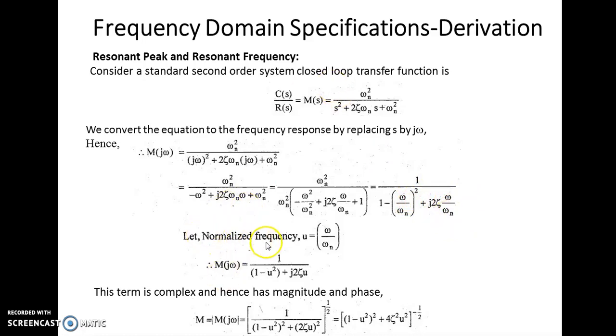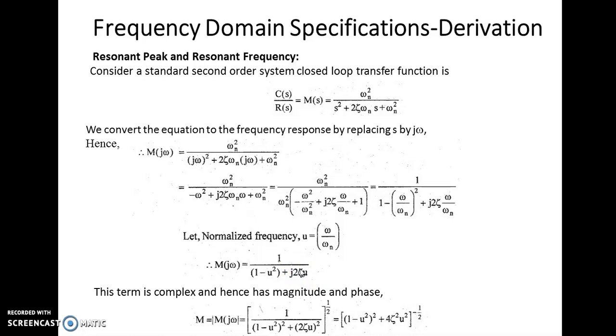Let us take a normalized frequency u equal to omega by omega n and substitute this value in the above expression. We'll get M of j omega is equal to 1 over 1 minus u square plus 2 zeta j u. This term has a real and imaginary part. Basically, it is a complex term, so it has a magnitude and phase.